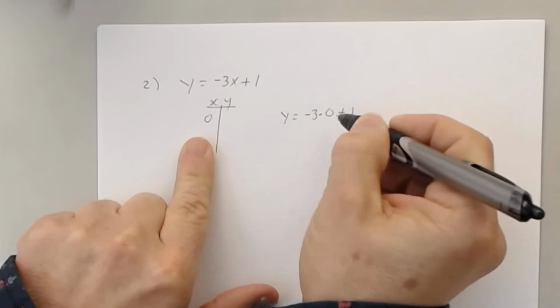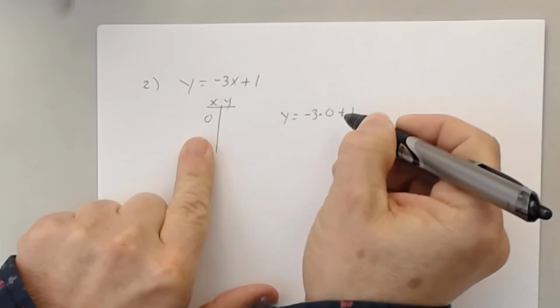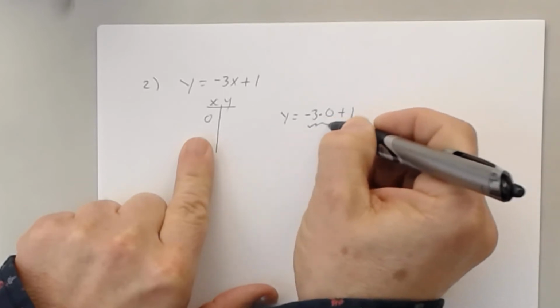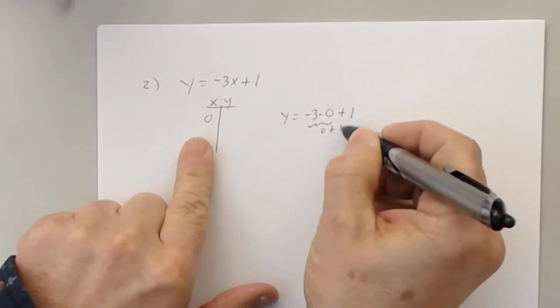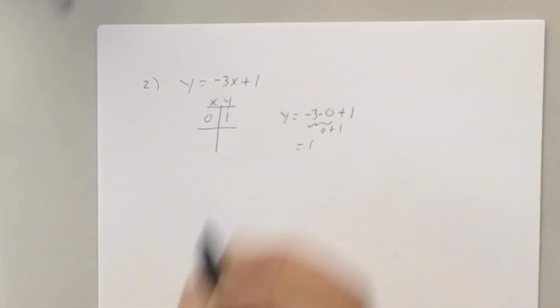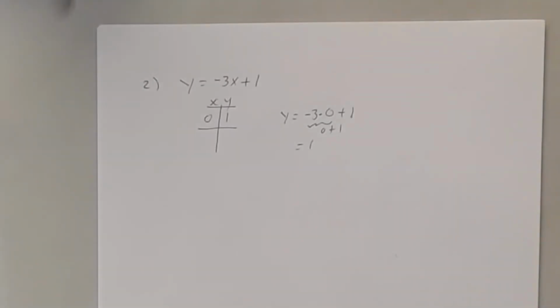I have a multiplication and an addition. According to the order of operations, what do I do first? Multiplication. What's negative 3 times 0? 0. And what's 0 plus 1? 1. So what's my y value? 1. So I have one solution so far. It's the ordered pair (0, 1).